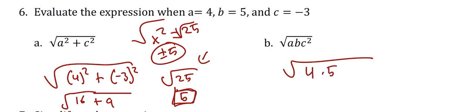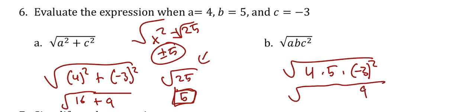So we have 4 times 5 times negative 3 squared. We want to make sure we put that negative 3 in parentheses, so then when we square it, we get positive 9. And so we have 4 times 5 times 9, all under the radical. Now, unlike part A where we had 16 plus 9, we had to add 16 plus 9 together first before we could take the square root.